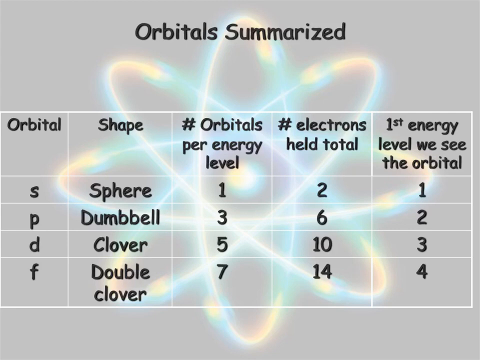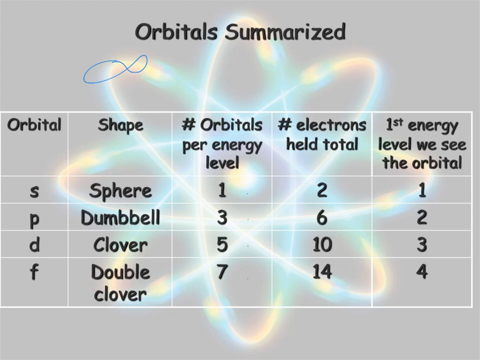All right, so here's like a nice little summary chart. So we've got our shapes here. So S is a sphere. P is traditionally described as looking like a dumbbell. I kind of think the p orbitals look like an infinity sign personally, or like an hourglass maybe. D, I described that one as kind of looking like a 4-leaf clover, and then F is kind of like a double clover. We know that there is 1 S, 3 P's, 5 D's, and 7 F's per energy level.